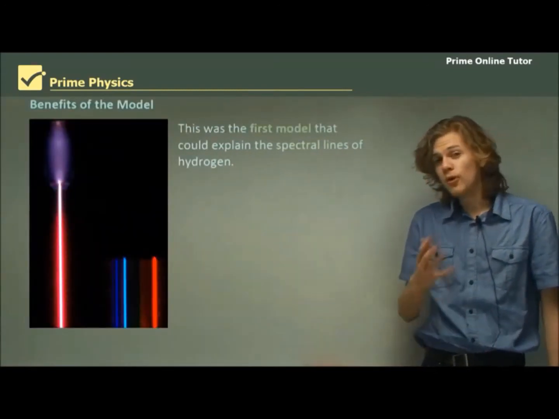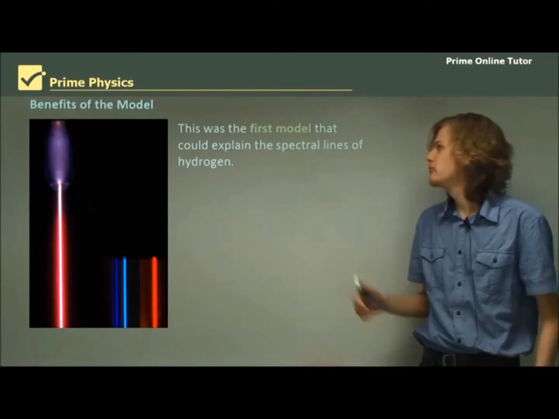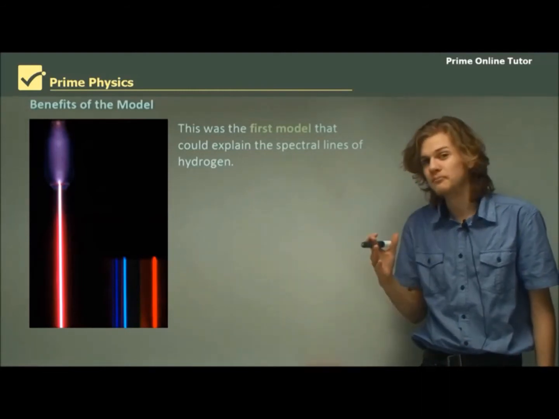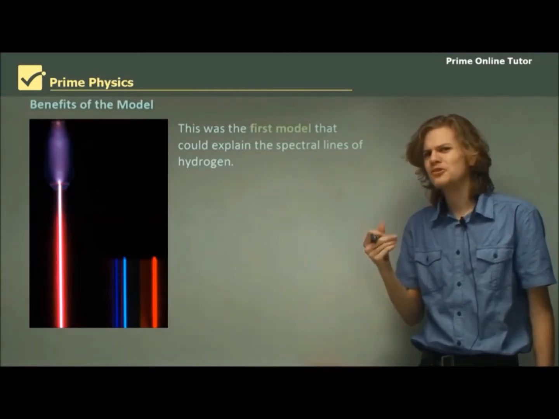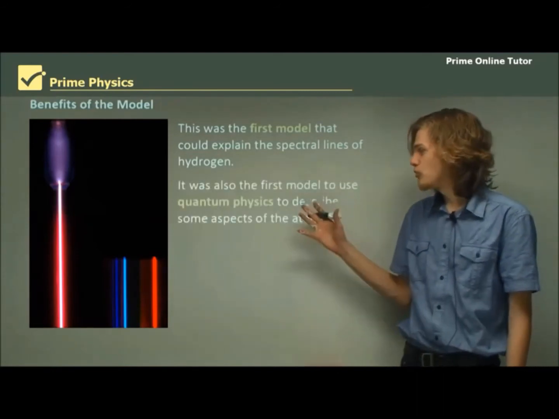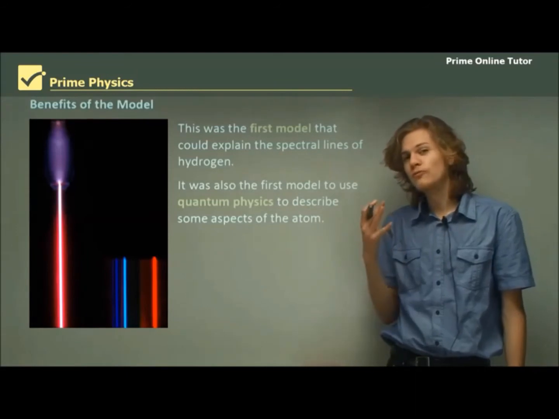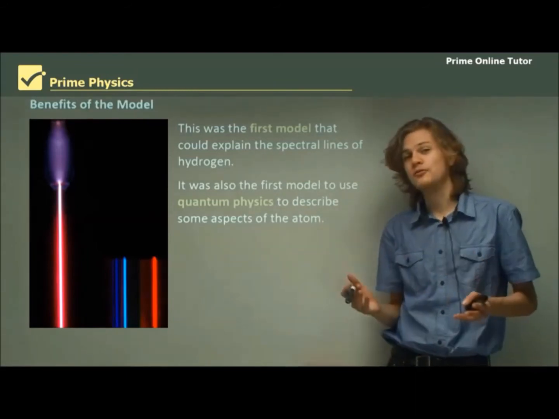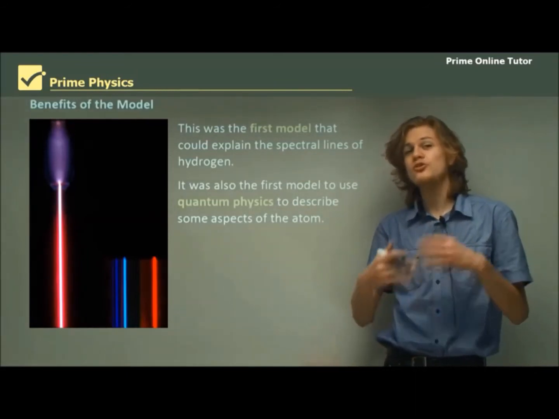So this was the first model that could successfully describe the spectral lines of hydrogen, which is pretty good because up until that point they were a little bit of a mystery. It was also the first model that used quantum physics to describe some aspects of the atom. Everything before that had been using classical physics.